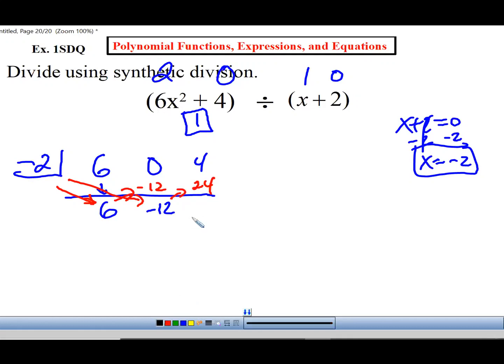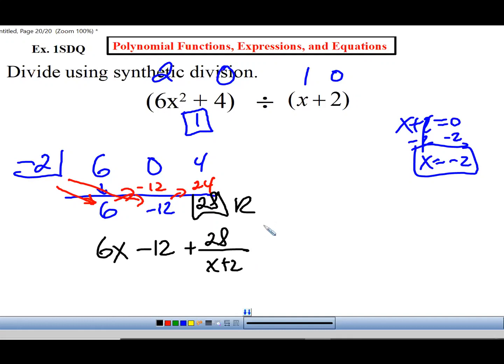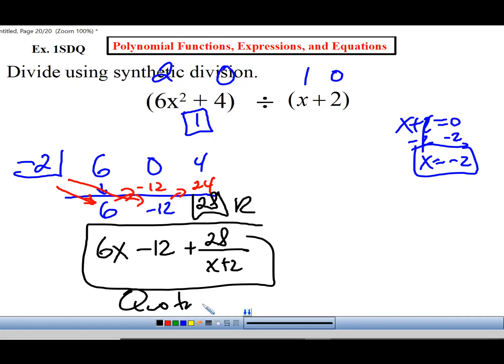Since that's my last term, I'm going to write remainder. 24 plus 4, that's 28. So this was second degree, now it became first degree. So this is 6x, that means this is my constant, plus 28, the remainder over the divisor, x plus 2. And this is my quotient.